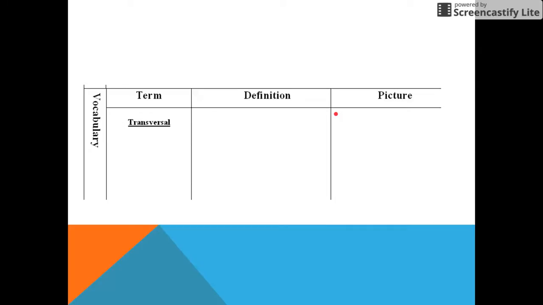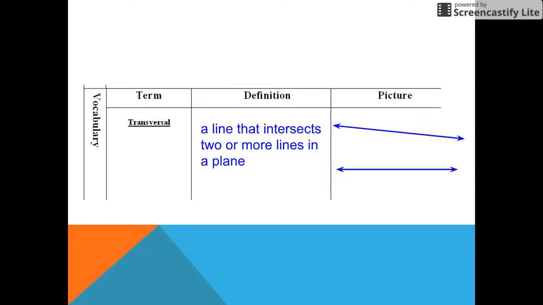Some more terminology for you here. It starts with the word transversal. Now, the definition of a transversal is just a line that intersects two or more lines, and to intersect, they all have to be in the same plane. An example is here's two lines, and that red line there that crosses both of them, that intersects both lines, is the transversal.